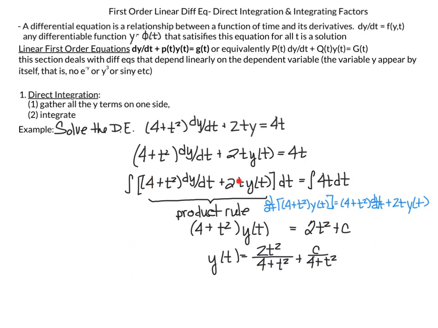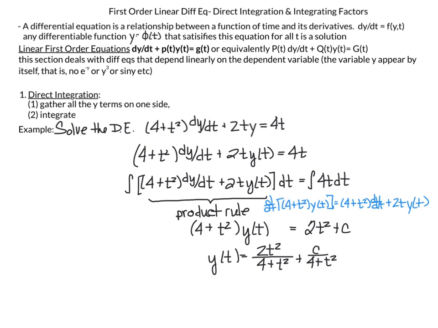So this integrates directly into (4 plus t squared) y of t, and on this side, I simply have 2t squared plus c. So now to get y of t, I divide my entire equation by 4 plus t squared, and this is my solution. When possible, it's always preferable just to do this direct integration, again, gathering all your y terms to one side and then integrating both sides of the equation.